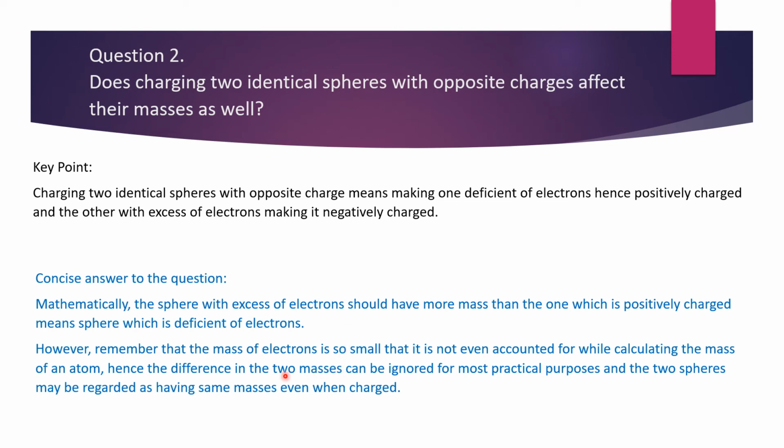However, remember that the mass of electron is so small that it is not even accounted for while calculating the mass of an atom. Hence, the difference in the two masses can be ignored for most practical purposes, and the two spheres may be regarded as having same masses even when charged. Yes, as stated earlier, mathematically they can have a difference in their masses.